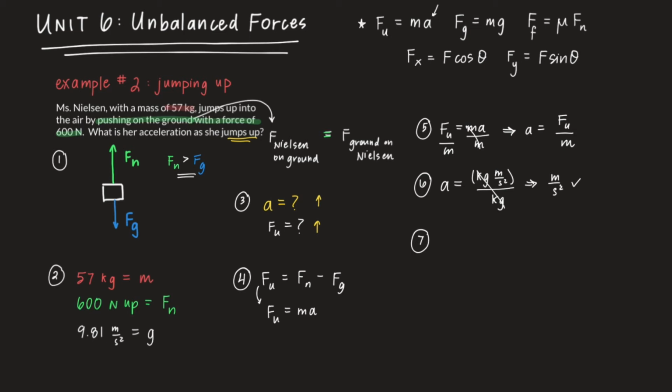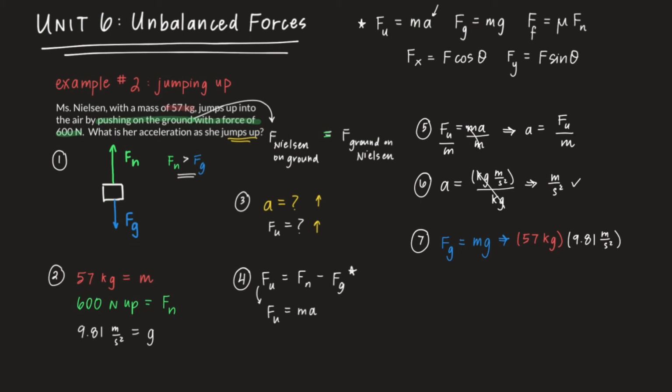So now step 7. So if I'm going to try to use my unbalanced force is equal to Fn minus Fg equation, I need to first know what is Fg. I haven't found that yet, so that's what I should find first. So Fg is equal to mg, so we're going to plug in the mass. My mass is 57 kilograms. So we're going to take that mass and multiply it by the acceleration due to gravity, which is 9.81 meters per second squared.